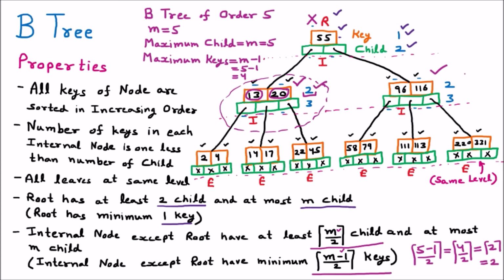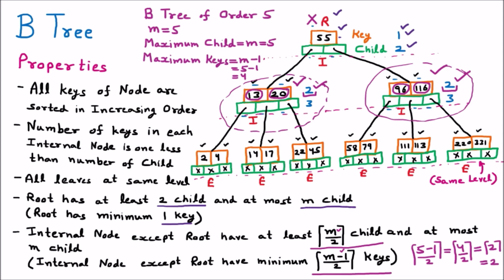Now we are checking the other internal node. This one is the second internal node. Here we are checking that a minimum of 2 keys should be there. So do we have 2 keys here? 96 is one key, 116 is the second key. So 2 keys are there, successfully followed. The internal nodes have 2 keys, so this property is successfully followed.